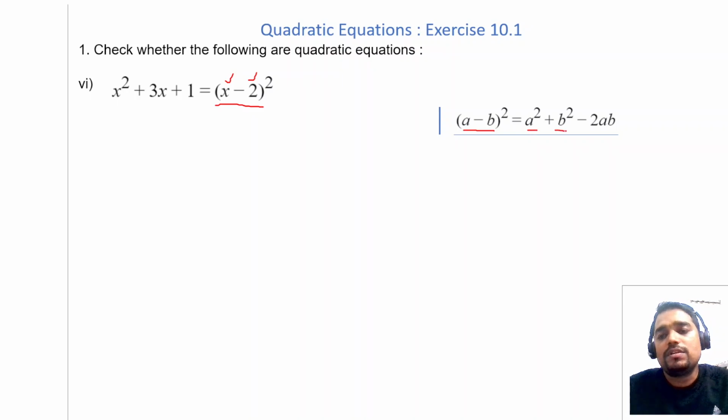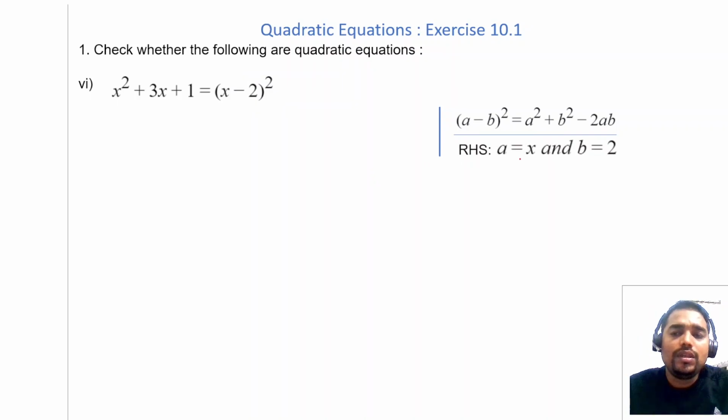In the RHS of the formula we see that it is a square plus b square minus 2ab. So similarly we will have to substitute x square plus 2 square minus 2 into x into 2. So how to do that? Let us see. Here we have understood that a is equal to x and b is equal to 2.